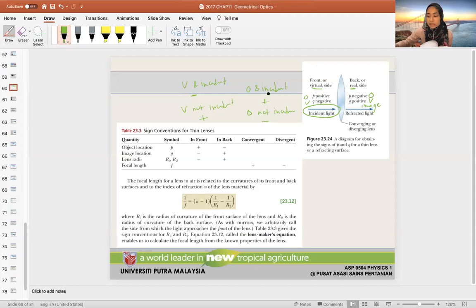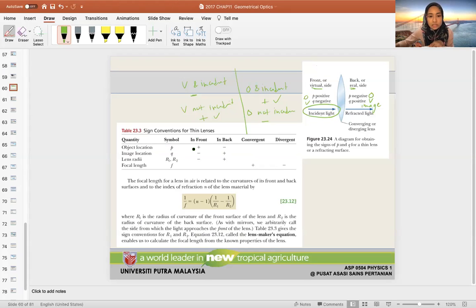Okay, so incident light ni penting untuk lens. Okay, same place, good. Not in the same place, negative. If image and incident are not in the same place, that is how we naturally assume it to be, it's positive, and if it's together in the same place, it's negative. Okay, so object location, this is the table. You can find it in your textbook if you want. Okay, sama juga, it's just summarizing what I said.